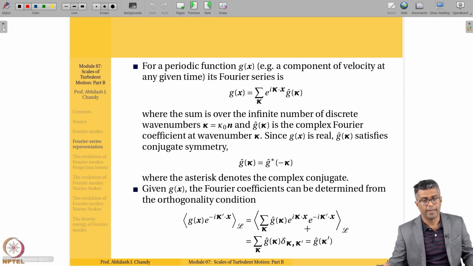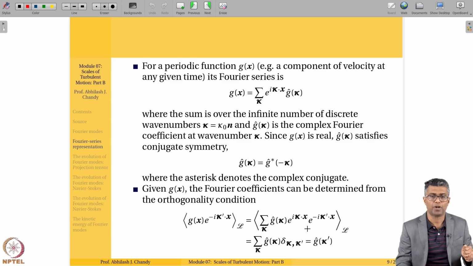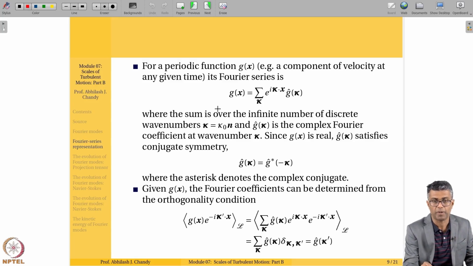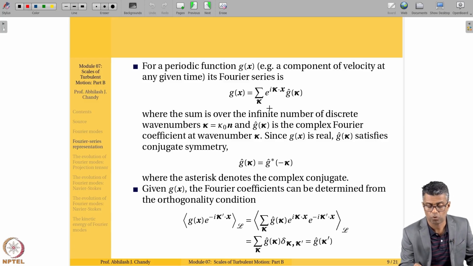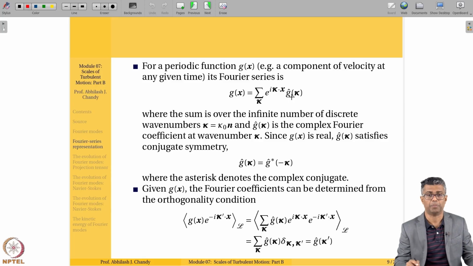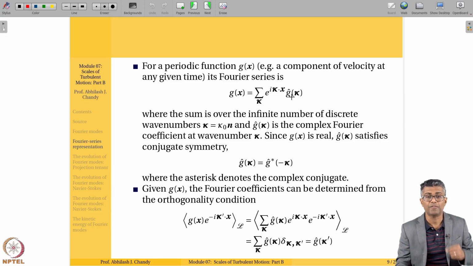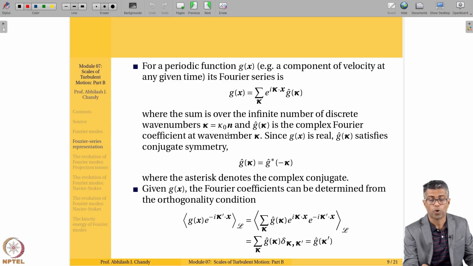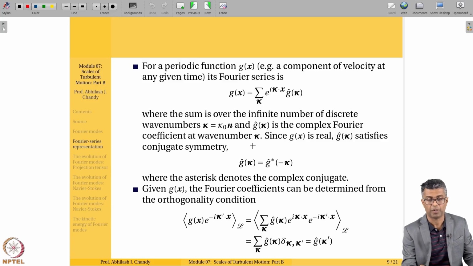Okay? Now, with that as the definition, let's define a Fourier series for any periodic function g of x. Its Fourier series is given by this. G of x is just like I had defined earlier, isn't it? A summation over all kappa vectors, e to the i kappa dot x, g hat of kappa. And the sum is over the infinite number of discrete wave numbers, k0 n, where n is again a vector, and g hat of kappa is the complex Fourier coefficient at a wave number kappa.